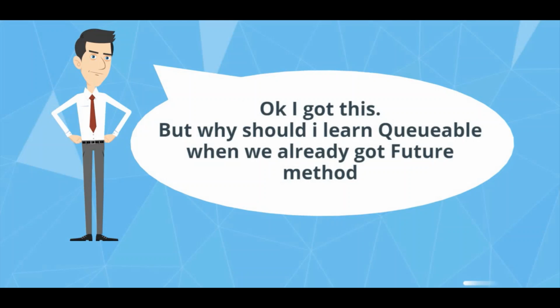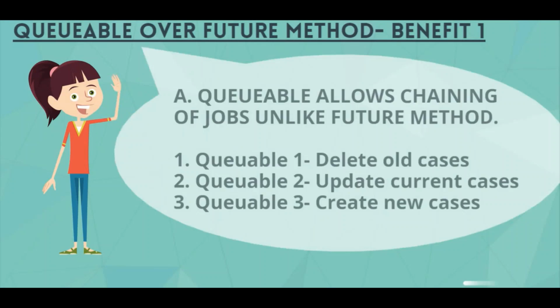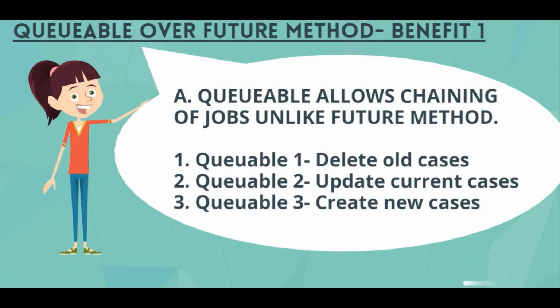Okay, not one. Queueable has 3 benefits over the future method. We'll talk about the first benefit. Queueable allows chaining of jobs, unlike the future method. Let's say we have 3 jobs as described here: deleting of old cases, updating of current cases, and creating of new cases. If there are 3 jobs separately, one has to be done after the other, and all of them have to be asynchronous. The future method cannot handle it. You cannot call one future method from another future method. But Queueable has that advantage where you can call another asynchronous job from this job.